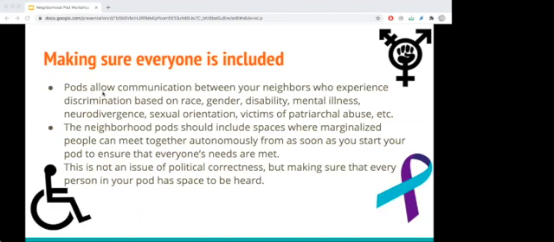This is not an issue of political correctness, but making sure that every person in your pod has space to be heard. So what that means is that it's not just lip service. This is about direct action to make sure that your neighbors are being taken care of in a way that they might need somebody else to help them with, or in a way that makes more sense to have a network be involved in. It's also just good to know all your neighbors and things that they might need help with or struggles that they might be facing.